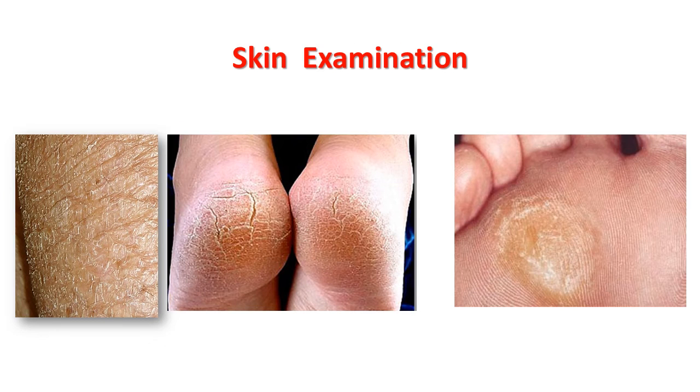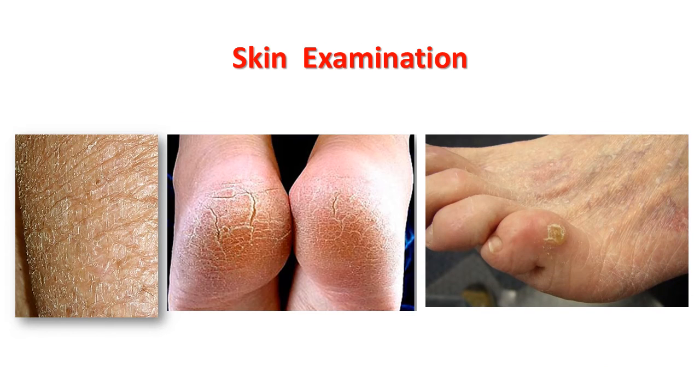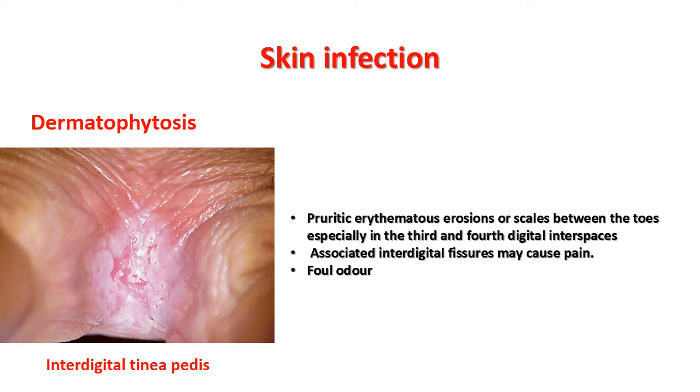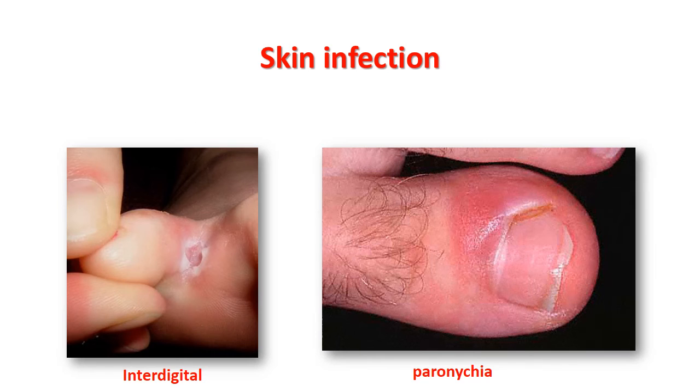So this is dryness of the skin related to autonomic neuropathy, and this is a case of the callus at the head of the metatarsals, and this is a corn at the little toe, one type of hardening of the skin related to pressure also. We look for the interdigital tinea pedis, between the toes. Tinea pedis could occur either in between the toes or related to the nail.